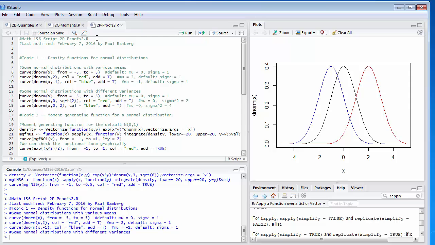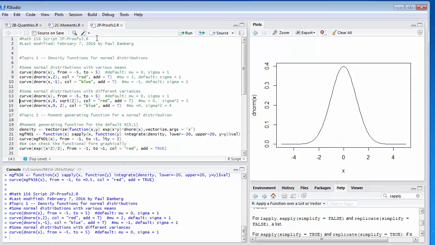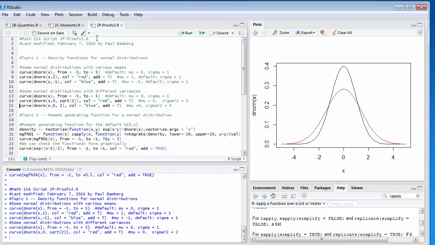Now let's look at the effect of different variances. Here's the standard normal distribution again. Now I'm going to overlay on that one where the standard deviation is the square root of 2, so the variance is 2. Notice with all of these I'm using add equals T so that I overlay a graph on the original graph in a different color so we can tell which is which. And you can see that it is spread out more widely, and because the area under the curve has to be 1, a greater spread implies a lower central peak.